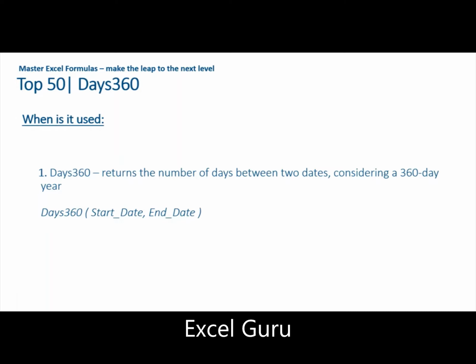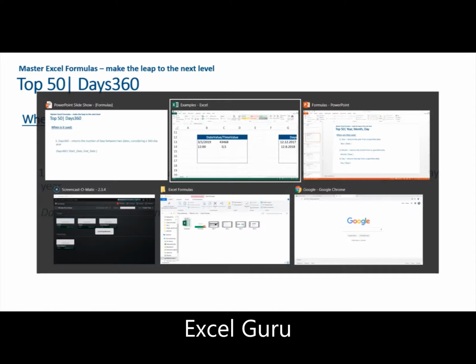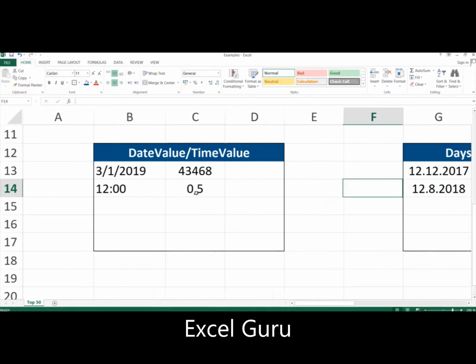The next formula is days 360. This is actually a very useful formula, because it gives you the number of days between two dates. Okay, and it considers a 360 day year. We start with the start date, and after that end with the end date. The example is here as well.